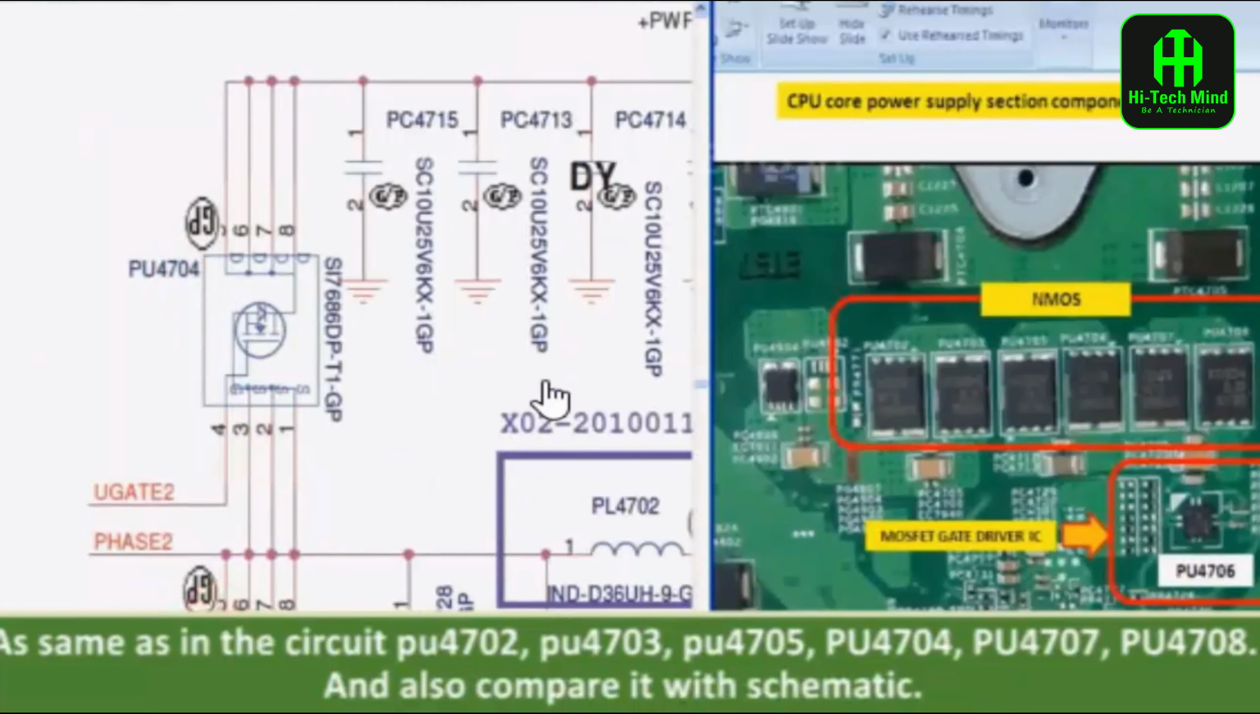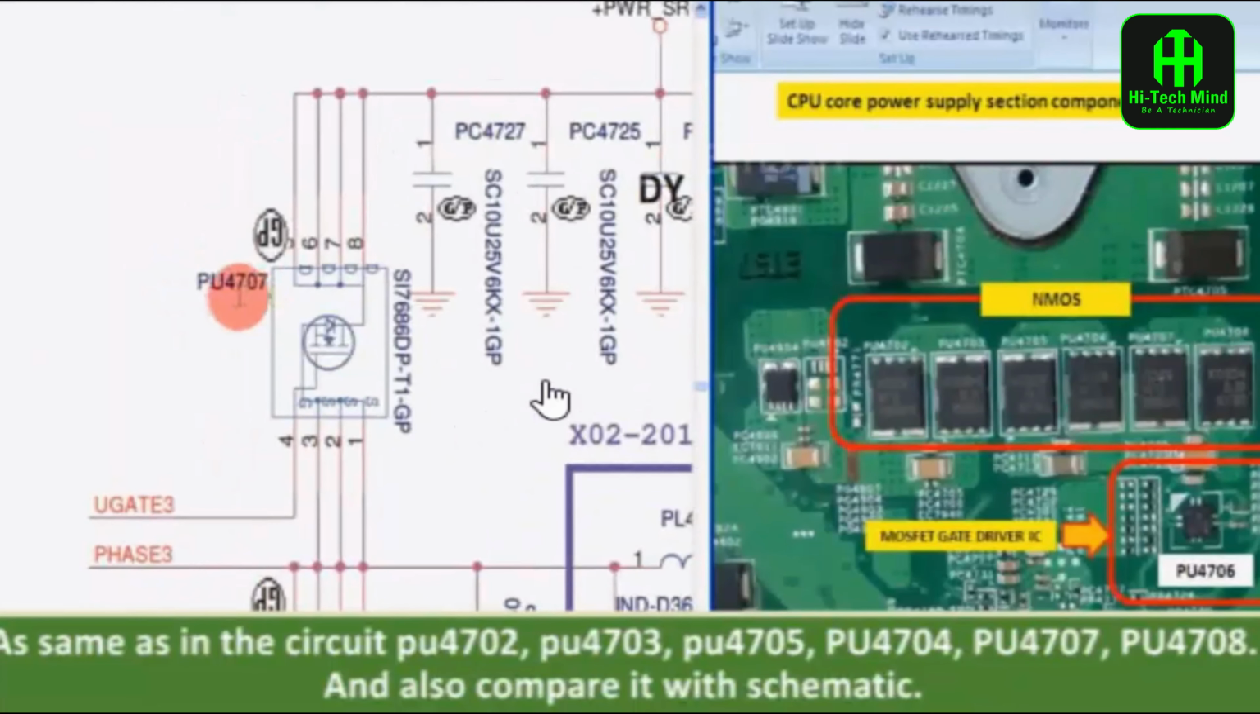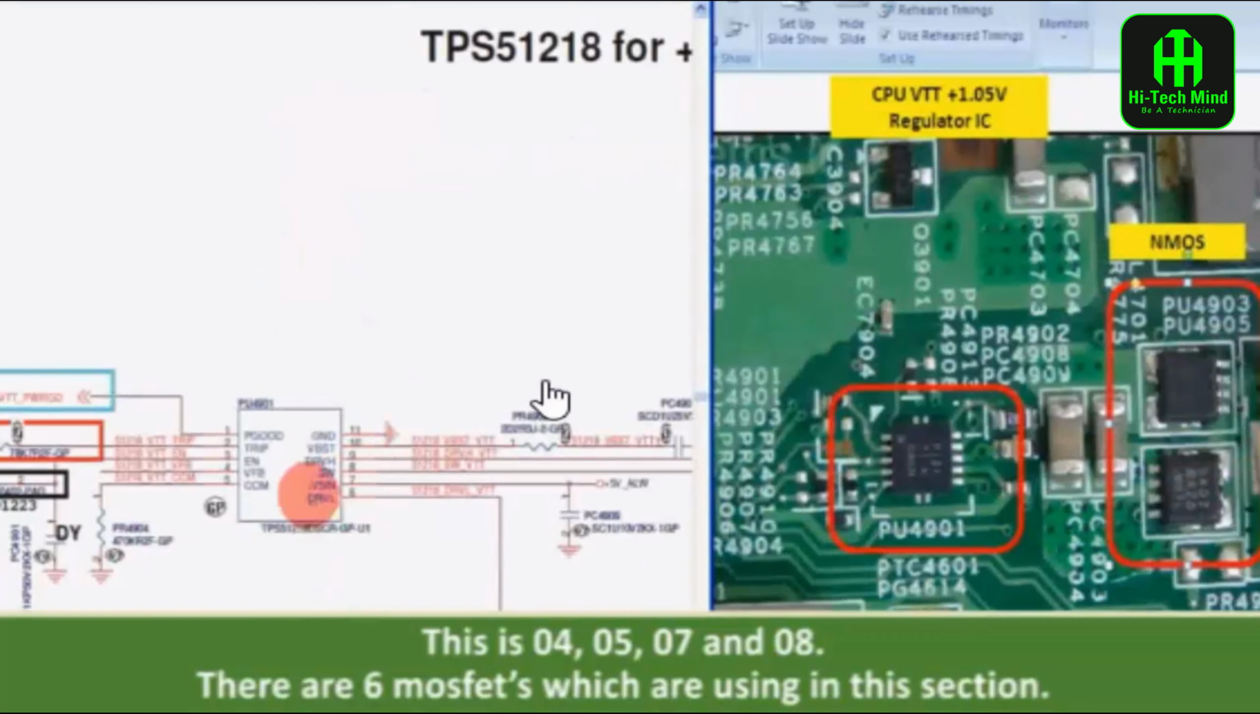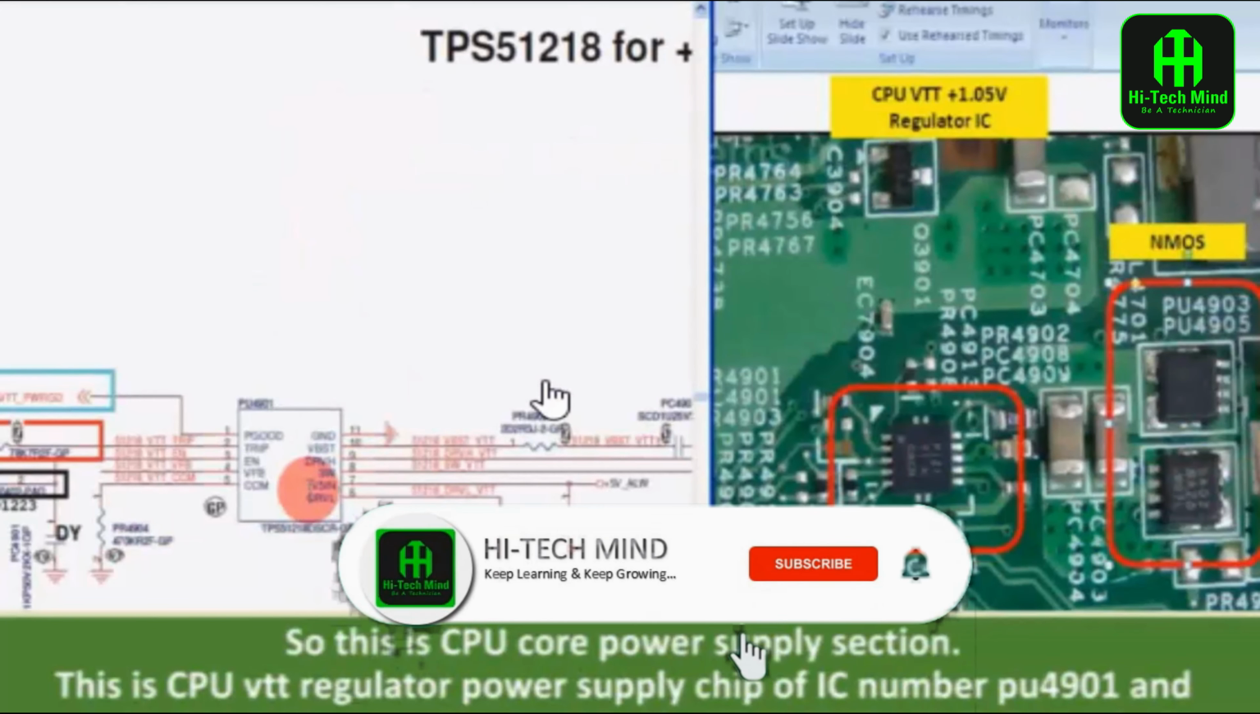Continuing, PU4704, PU4707, PU4708, and also compare it with the circuit diagram and schematic diagram. This is 04, 05, 07 and 08. There are 6 MOSFETs we are seeing in the section. So this is the CPU core power supply section.